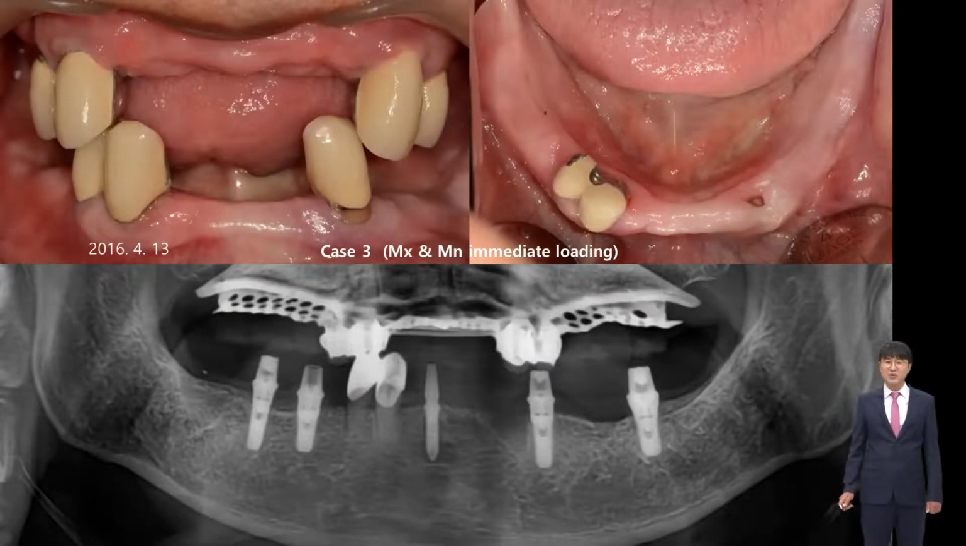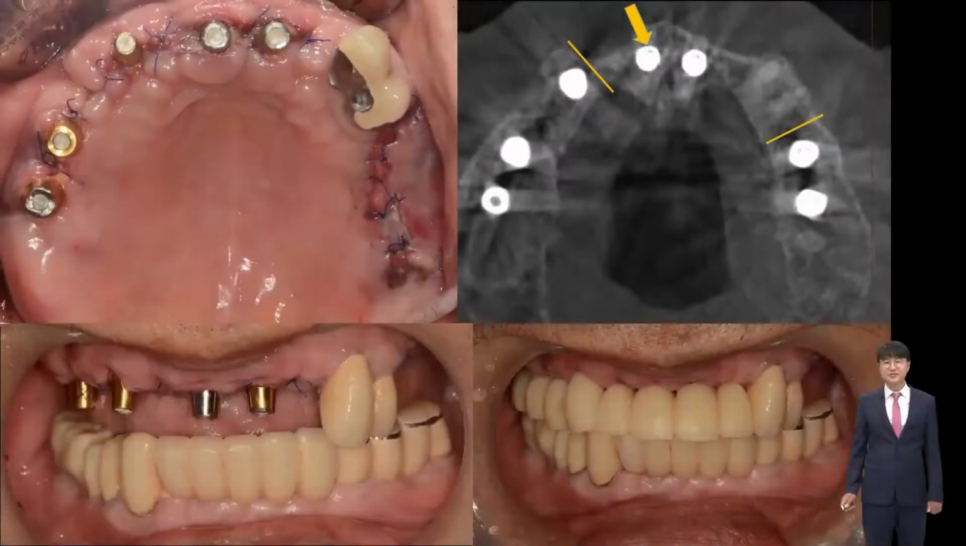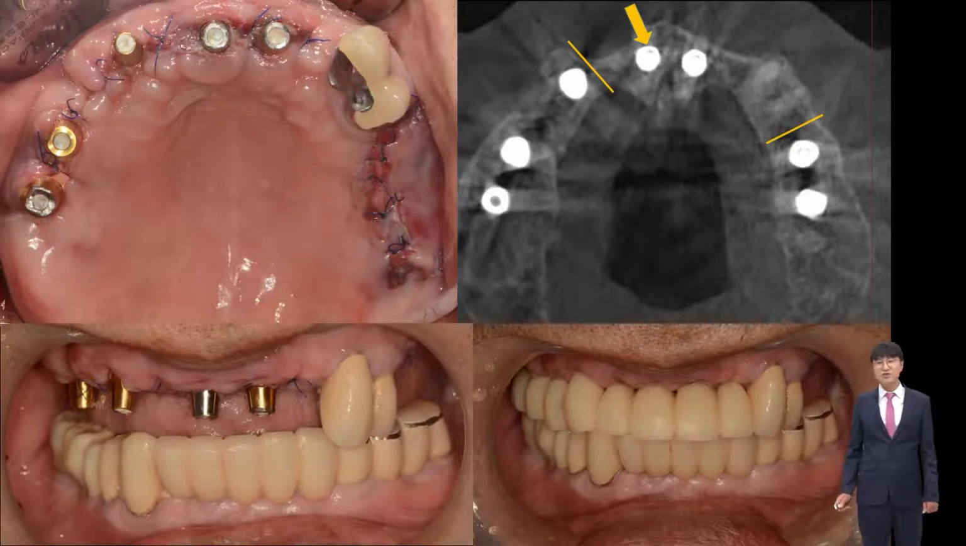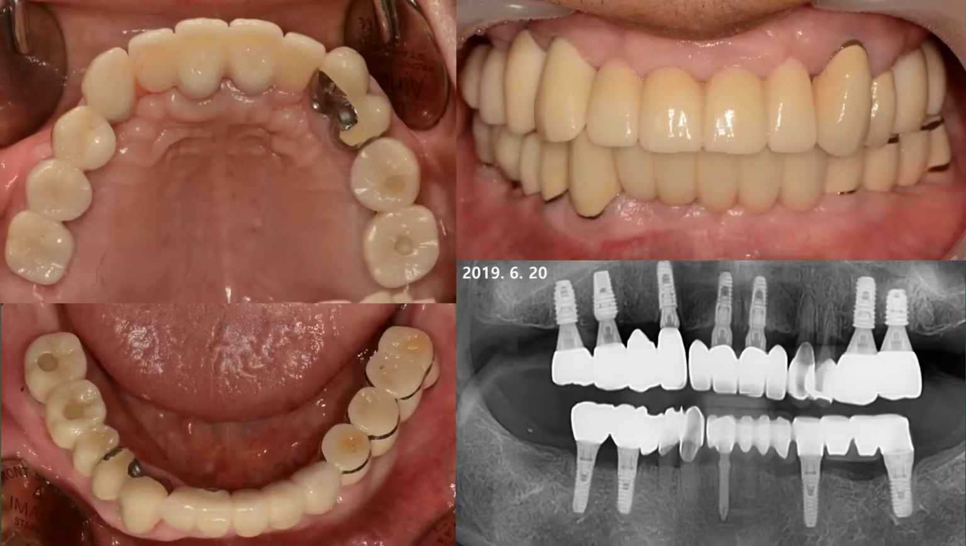Implants were placed in the lower first, and immediate loading was done. When I placed implants in the upper, the bone quality was favorable and primary stability was good. In this case, I do immediate loading even in the upper so that masticatory function, profile, and aesthetics are restored. Fixed prostheses were provided in the upper and lower.